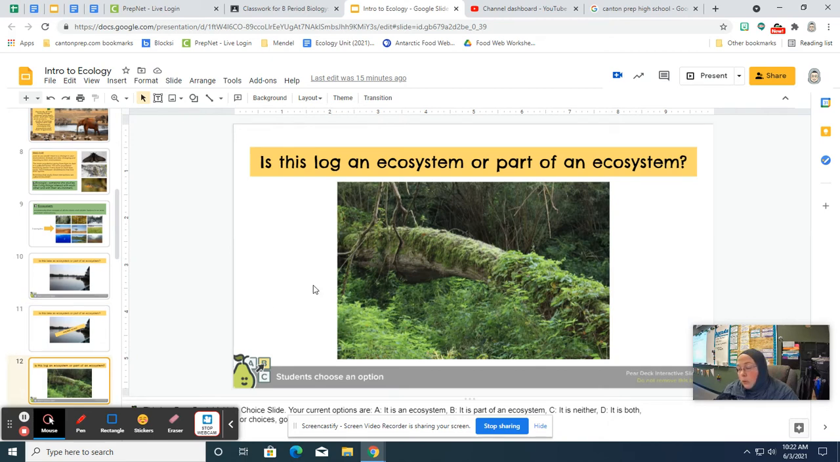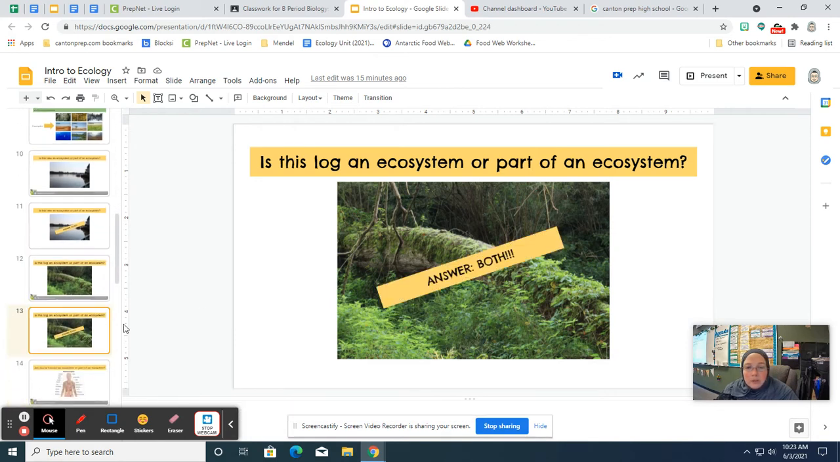How about a log in a forest? If we're walking through the forest, we come along a log. Is that log its own ecosystem, or is it part of a larger ecosystem? What do you think? If you think both, you're correct. A log is an ecosystem within itself, right? Within a log, there are living things and there are non-living things within the area of the log that are interacting with one another. So it totally is an ecosystem. It's also part of a larger ecosystem, right? Because a log came from a tree. And if we're talking about a forest ecosystem, that log would be a part of that larger ecosystem.